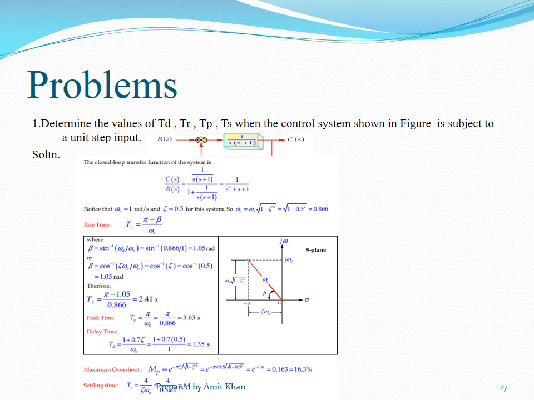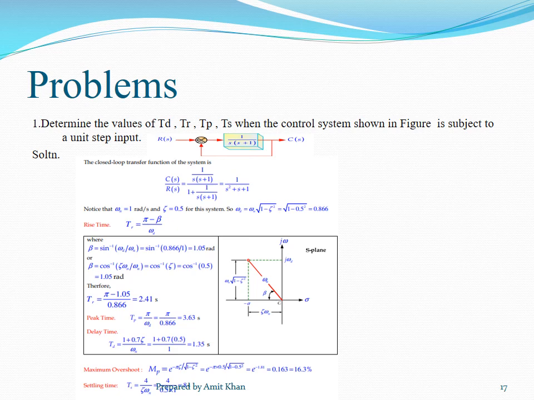Rise time equals pi minus beta by omega d. We have to find beta. Beta equals sine inverse of root over 1 minus zeta square, which gives beta equals 1.05 radian. So rise time equals pi minus 1.05 divided by 0.866, that equals 2.41 seconds.